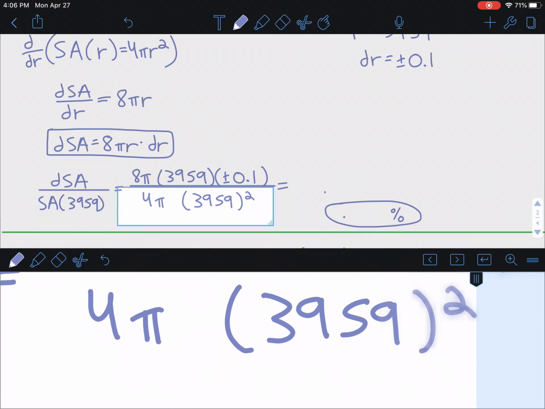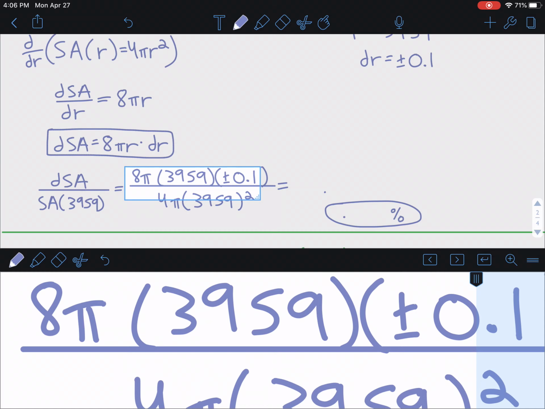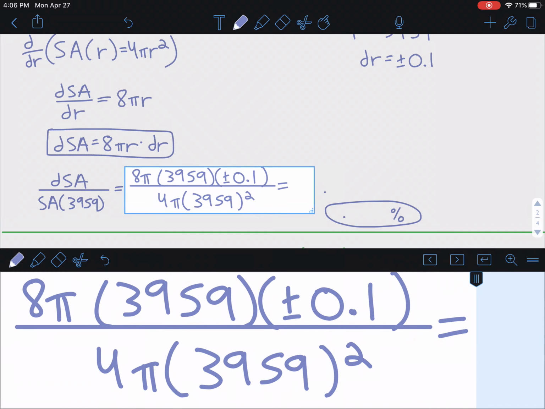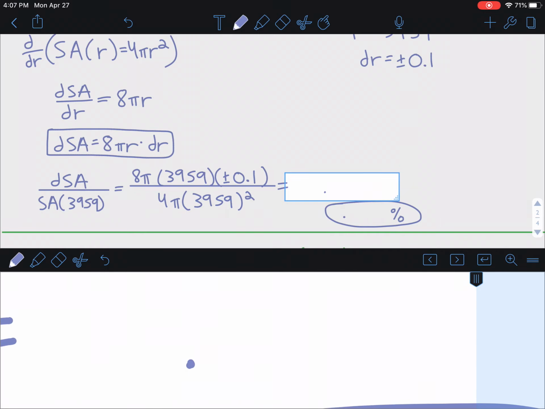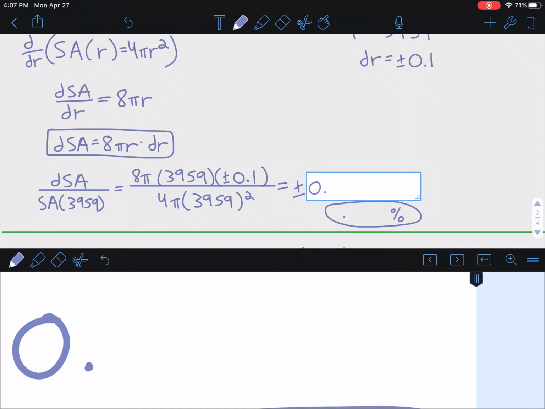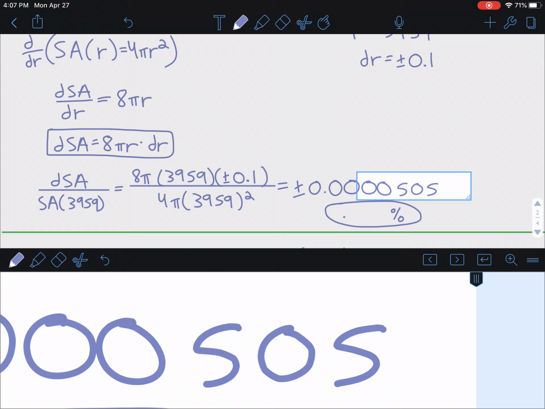Now you can pause the video and do this on your calculator if you want. Go ahead and pause it right now if you want to do that. But I'm just going to say the answer, which is plus or minus 0. And you have to be careful here. 1, 2, 3, 4 zeros, 505. And it keeps going. I think it's like 178 or something after that.